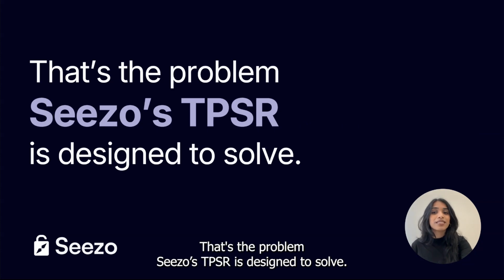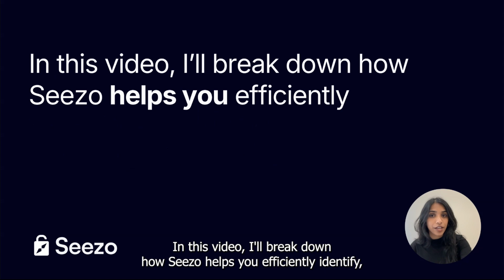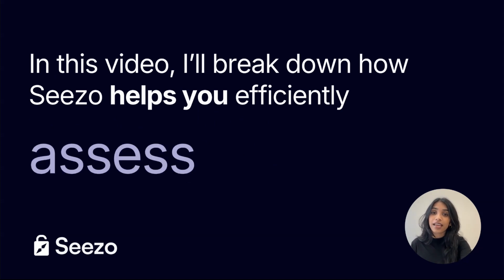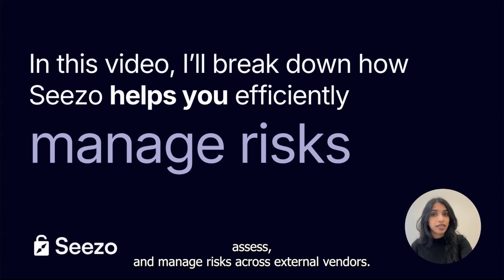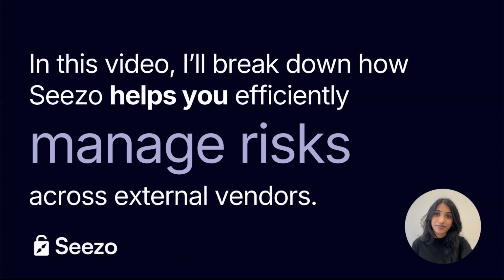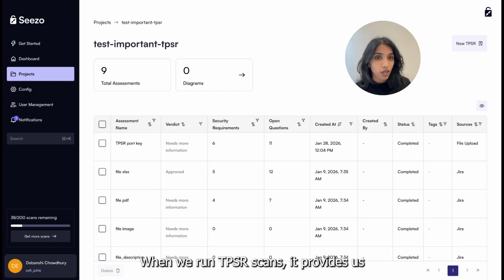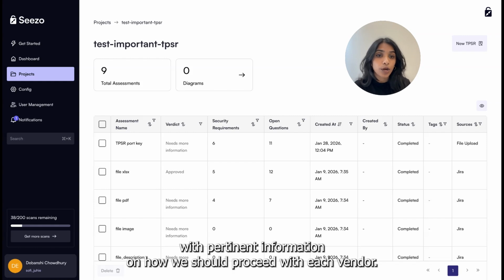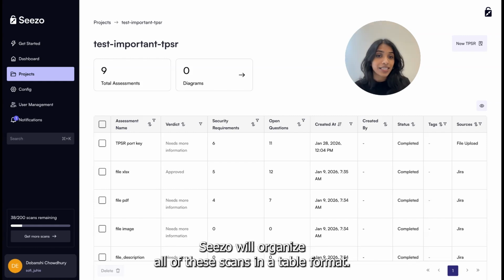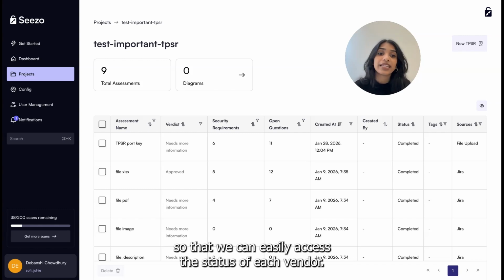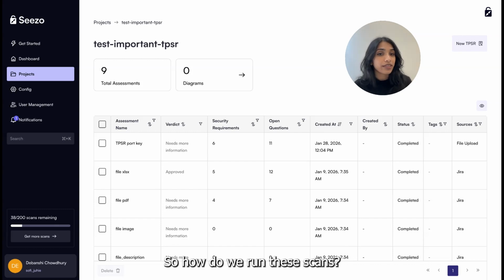That's the problem Seezo's TPSR is designed to solve. In this video, I'll break down how Seezo helps you efficiently identify, assess, and manage risks across external vendors. When we run TPSR scans, it provides us with pertinent information on how we should proceed with each vendor. Seezo will organize all of these scans in a table format so that we can easily access the status of each vendor. So how do we run these scans?